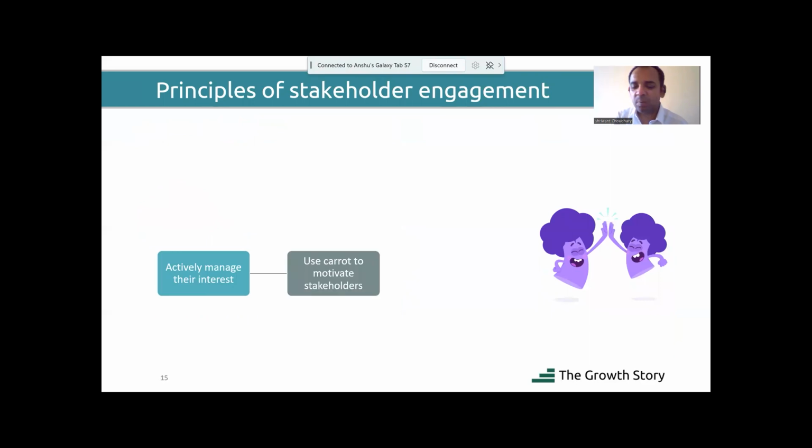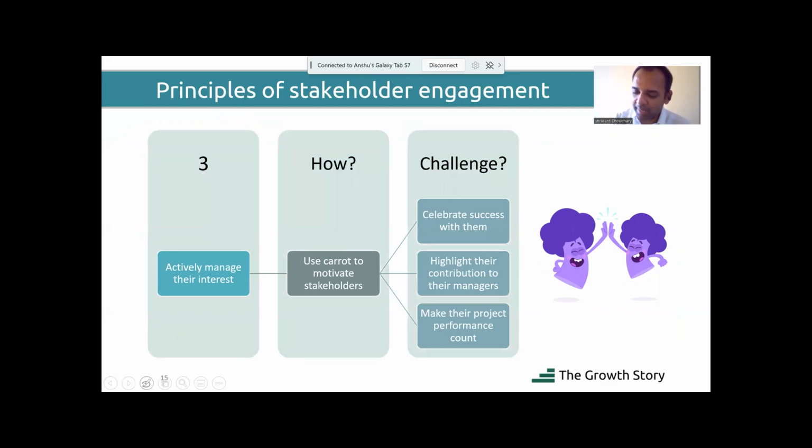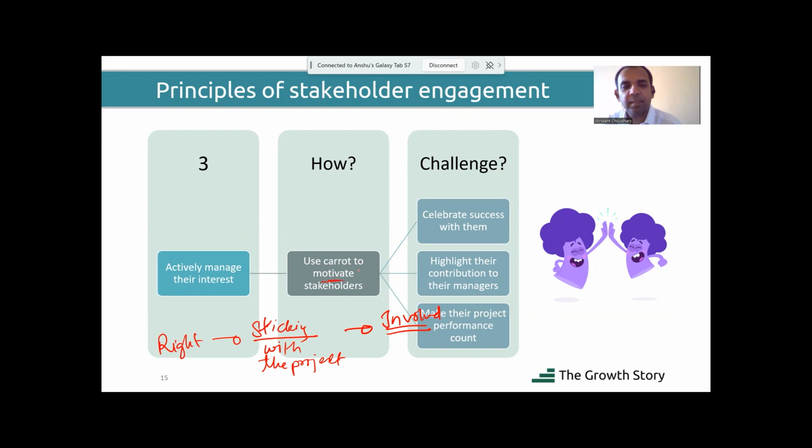Then the third part is, when you have the right person and you have involved them, then you need to actively manage their interest. So you have the right person, and that right person is sticking with you. Then you need to make sure that he is involved. Involved means he is motivated. How do you do that? Motivated means celebrate success, highlight their contribution, and make the project performance count. Whatever he is contributing to the project should also contribute to his or her personal benefit. Then only he will be involved.